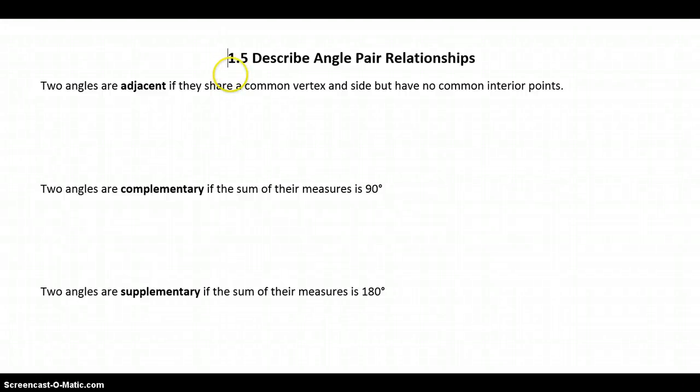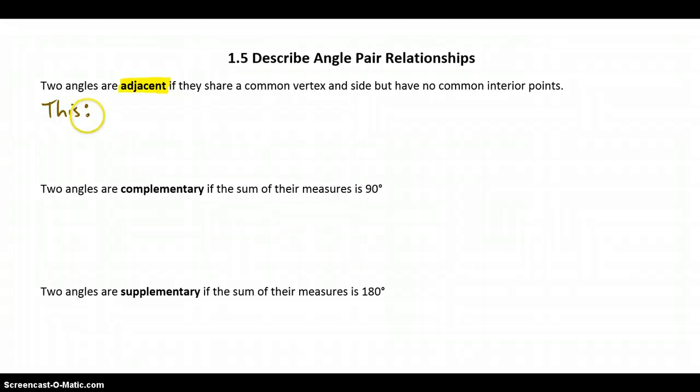In section 1.5, we're going to look at 5 different angle pair relationships. The first way that angles can relate to each other is being adjacent. Two angles that are adjacent have a common vertex and a common side, but no common interior points.